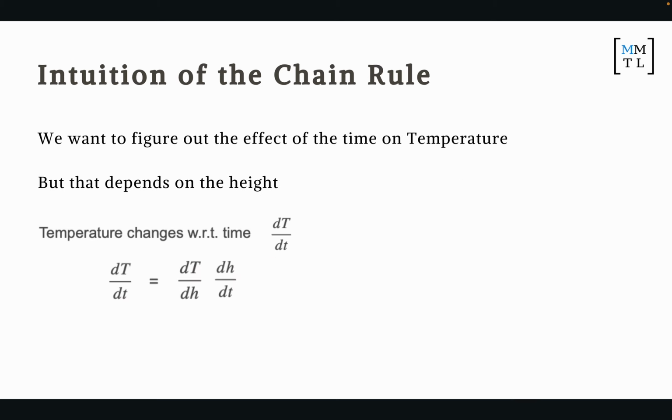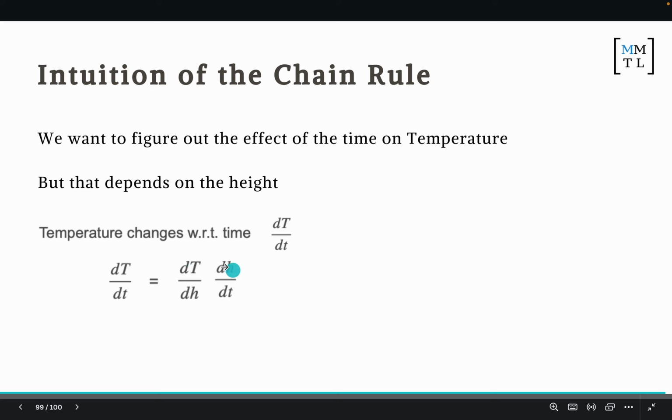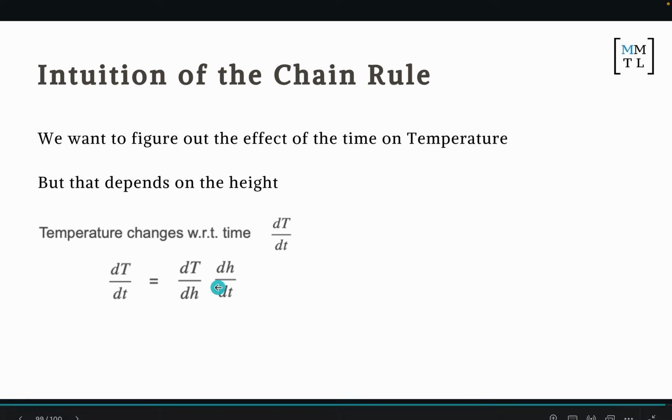Okay, so basically this is the idea of the chain rule. We want to figure out the effect of time on the temperature, but that depends on the height, right? So that's why we have a little intermediary: we need to figure out how time affects how high up we go, and how high up we go affects the overall temperature.